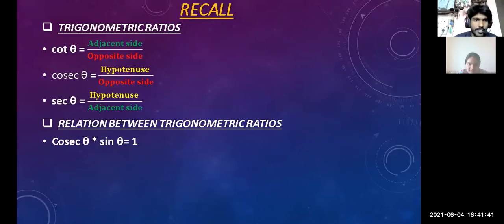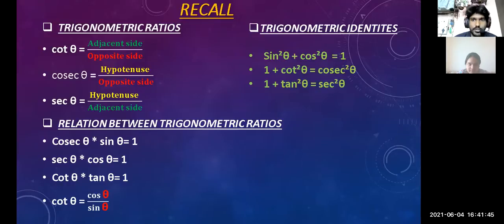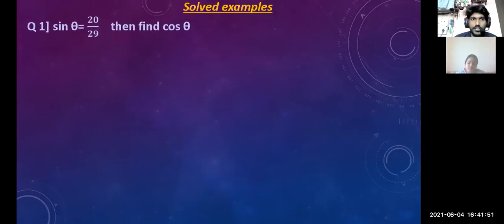This is the same, the ratios. I'll skip all this. Okay, now comes the sum. We'll do one solved example. First one. Sine theta is 20 upon 29. Then find cos theta. Now before I start this sum, I want you to go through the formulas of the trigonometric identities.